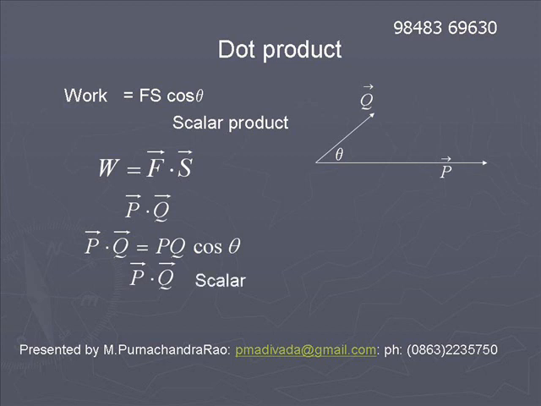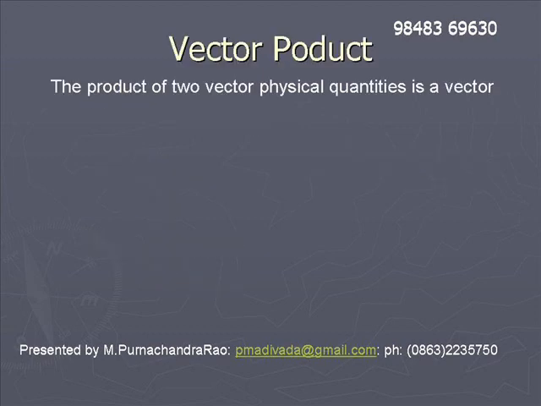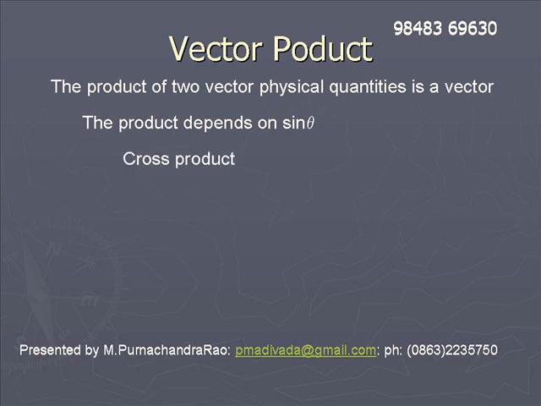There are other types of vector physical quantities. The product of two vector physical quantities is also a vector. There, the product depends on sin theta. Such a relation of vector physical quantities is represented with cross product. It is written as p bar cross q bar. We have to understand that p bar dot q bar is a scalar, p bar cross q bar is a vector.